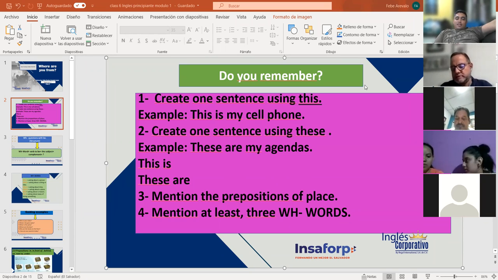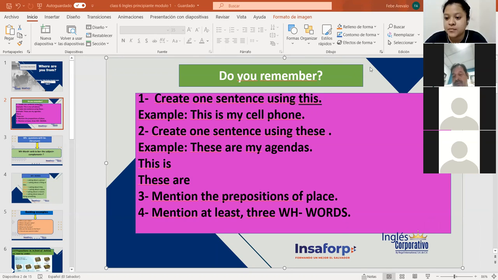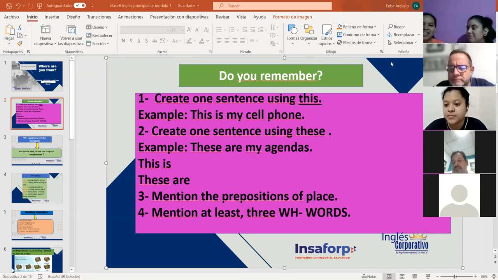Let me see, Miriam Arevalo. These are my nail polish. Polish, no sé cómo se dice. Ah, nail polish. These are my nail polish. Excellent, very good. Sí, es que nail es uña y polish es esmalte de uña, right? Excellent, very good.